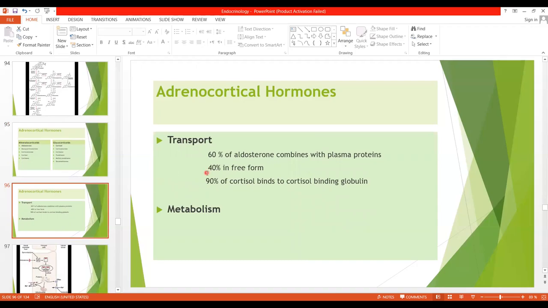Now, how does the transport of adrenocortical hormones occur? 60% of the aldosterone combines with the plasma proteins, and 40% remains in the free form. 90% of cortisol binds to cortisol binding globulin or transcortin. And the metabolism takes place in the liver. Adrenocortical hormones are degraded in the liver, conjugated especially to glucuronic acid and sulfates. About 25% of these conjugates are excreted in bile, while the remaining conjugates are filtered by the kidney and excreted in urine.